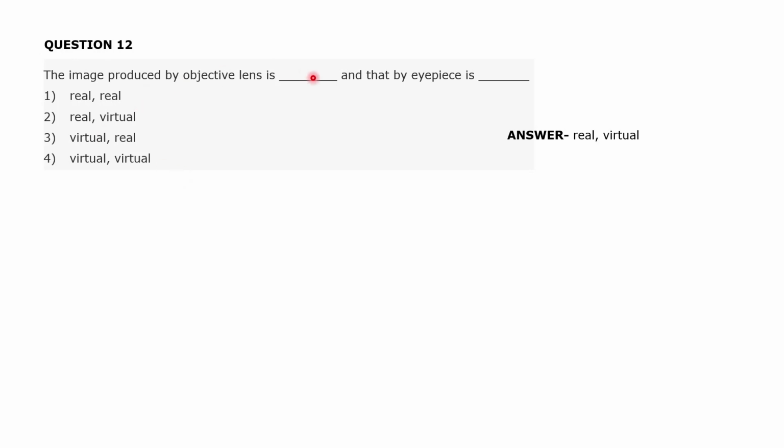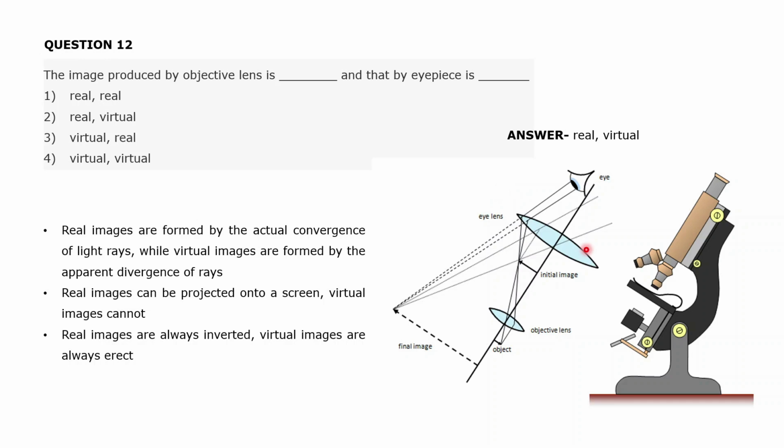The image produced by the objective is real and inverted, and that produced by the eyepiece is virtual and erect. I will just give you an explanation once more. If the objective lens is looking at an object, then the light rays from the object will enter the lens. One light ray will move directly, and the second light ray hits the side of the lens and gets converged to a position. The convergent point creates an image there.